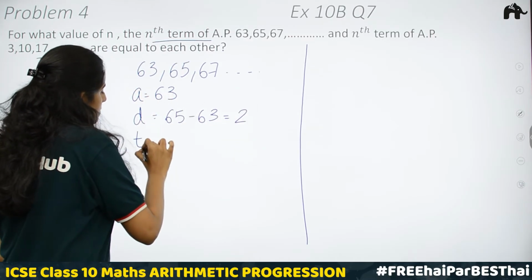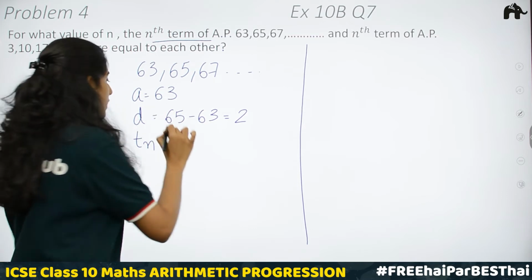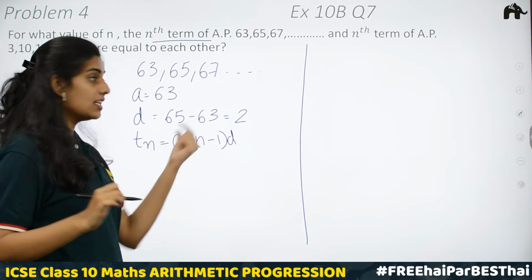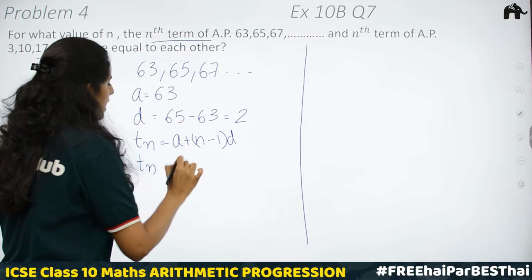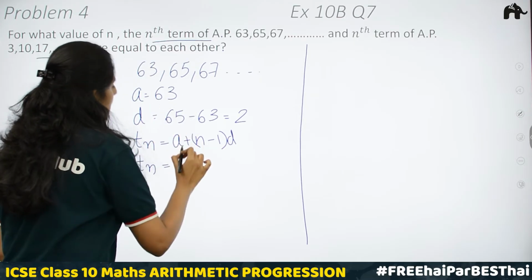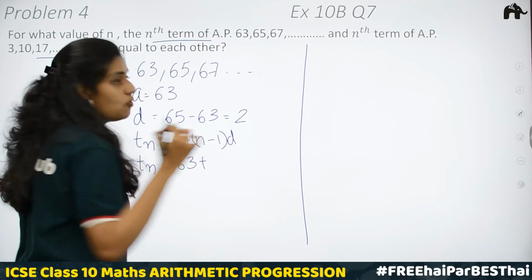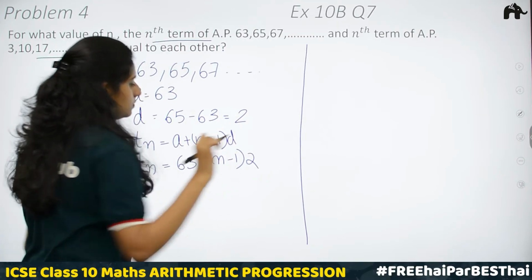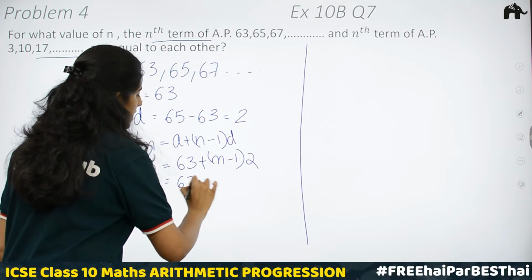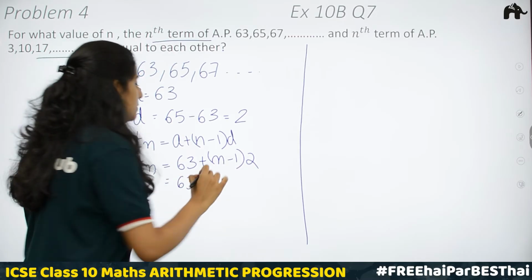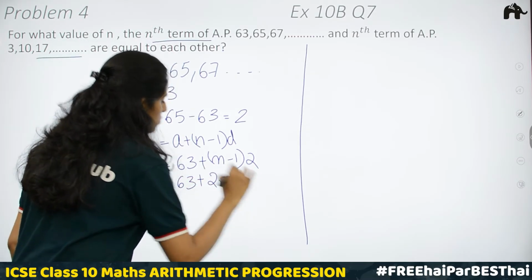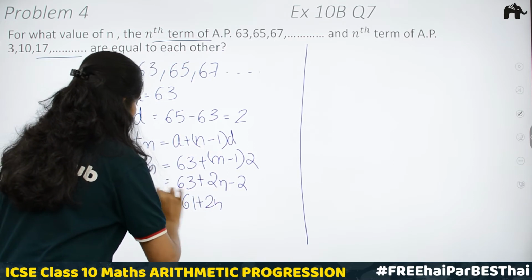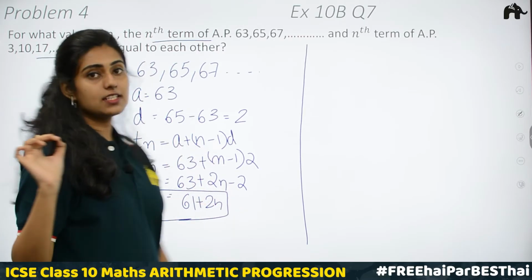Now how to find nth term? Tn is equal to A plus n minus 1 into D. Put the values of A and D here. Then Tn in this case will be equal to 63 plus, we don't know what n is, keep it as it is, n minus 1 into D. D is 2. That is 63 plus, removing the brackets and multiplying, we get 2n minus 2, or that is equal to 61 plus 2n. Here the nth term is 61 plus 2n.